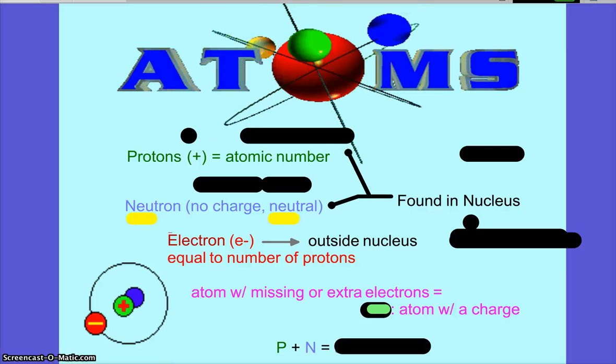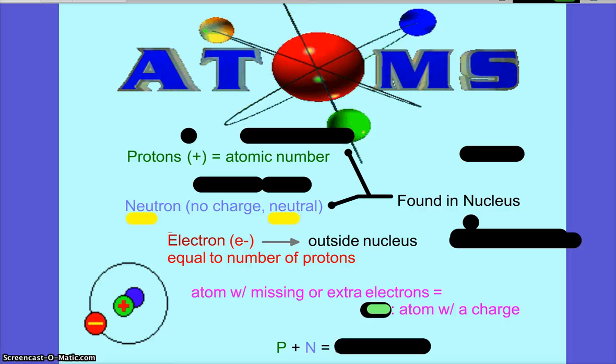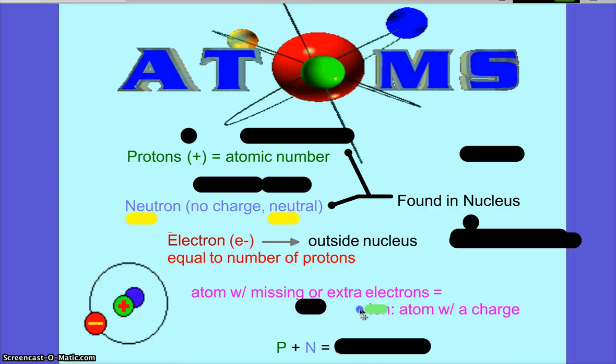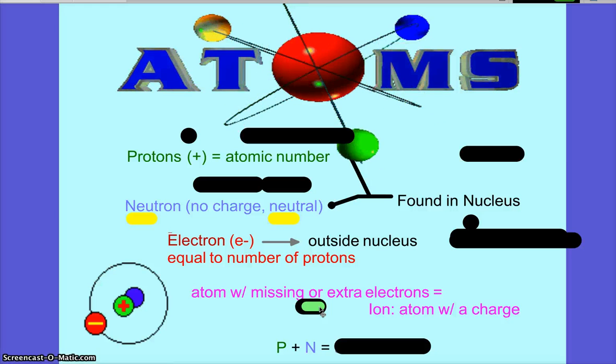Anybody know what that atom is called? It becomes an atom with a charge. So it becomes a charged atom. Yes. What's your name? Vanessa, good job. It's an ion. Ions are atoms with a charge. We're going to talk about the difference between positively charged atoms and negatively charged atoms, or positively charged ions, in our next slide.